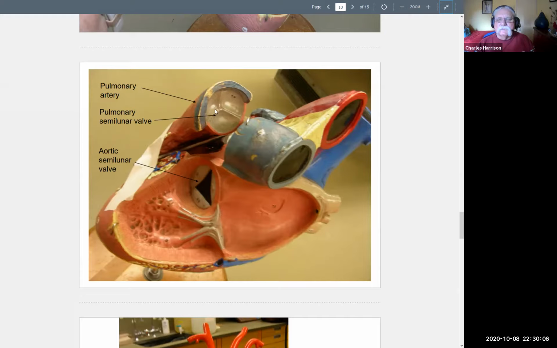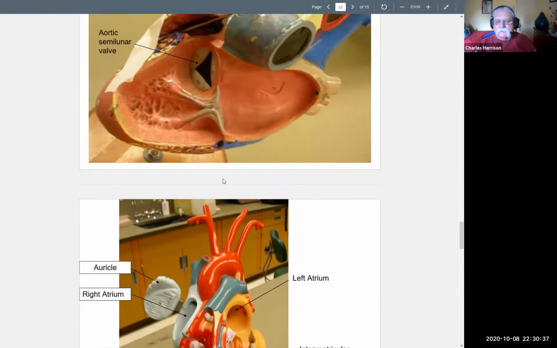Okay. This is the pulmonary semilunar valve. This is the pulmonary, not artery, but this is actually the trunk. Pulmonary trunk here. The orientation of this guy is a little confusing at first, but then when you figure it out, you really have figured out the heart.